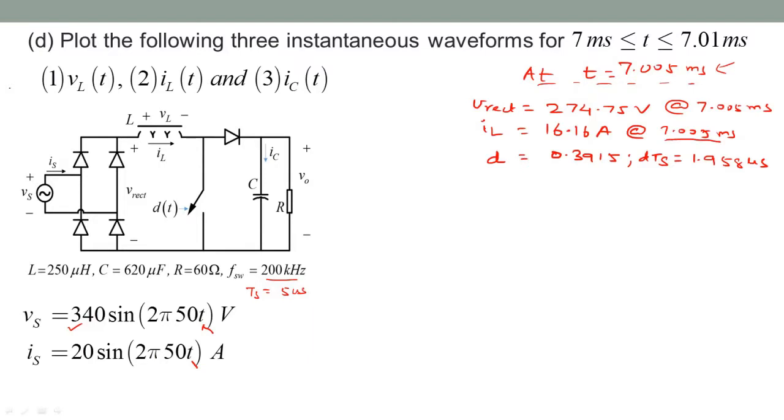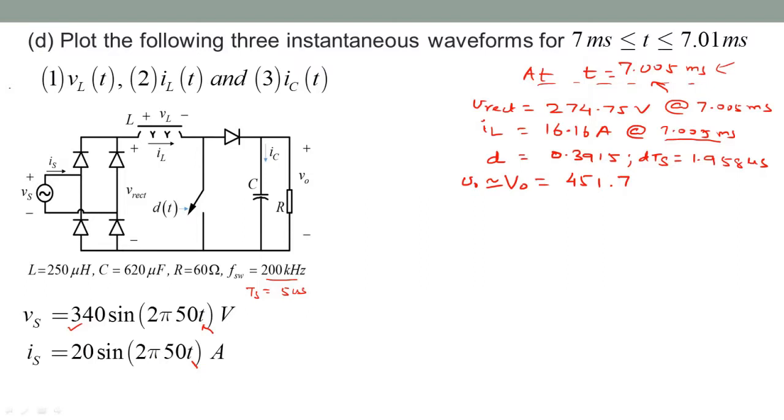We can calculate VO also, but I did not really expect the student to calculate VO of t exactly at that instant. You could use VO, you can just say VO is approximately equal to the nominal value VO, which is 451.7. The more accurate one would be to calculate VO of t at this time interval, which will come out to be, I think, something like 470 volts or so. But either of the two is okay to use.